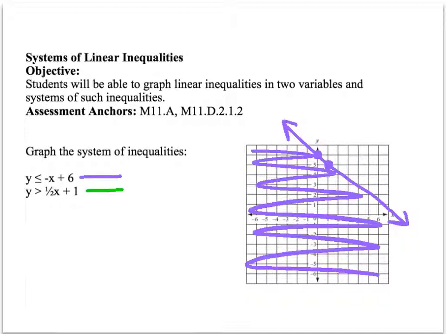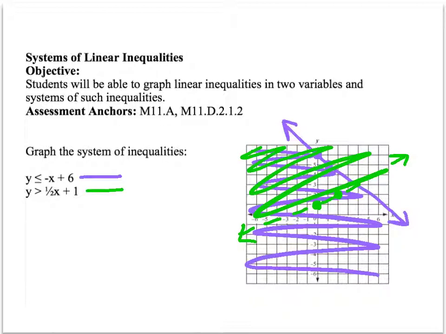Now I'm going to graph my second line in green. The y-intercept is 1. The slope is 1 over 2. Up 1 over 2. Dotted line. This is a greater than inequality, so I'm going to shade the greater than side of that line.